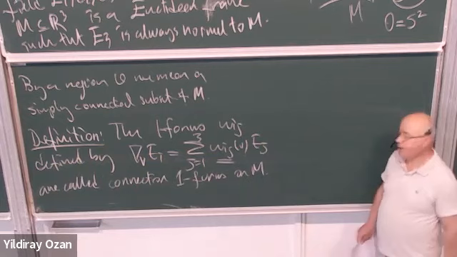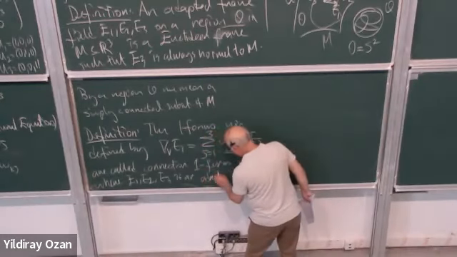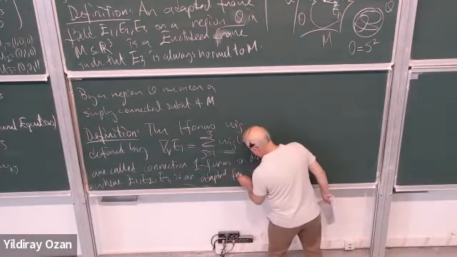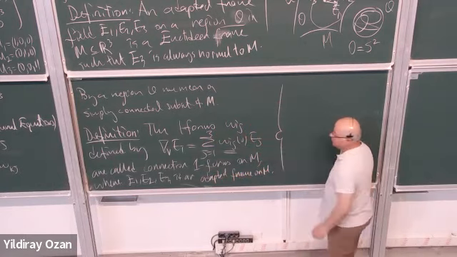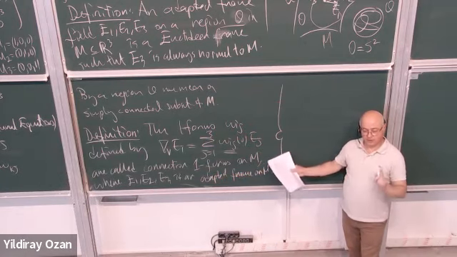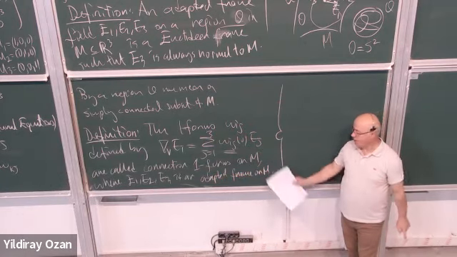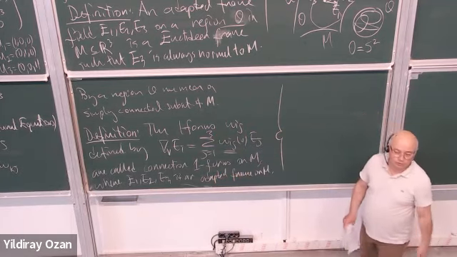Where E1, E2, E3 is an adapted frame. So it is not an arbitrary frame. First two vectors are tangent to the surface. The last vector is necessarily normal to the surface. These ω_ij's are called connection one forms on the surface M.